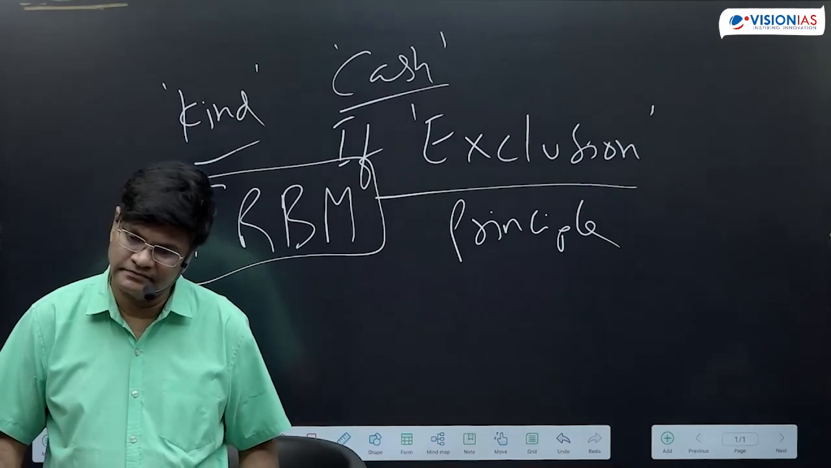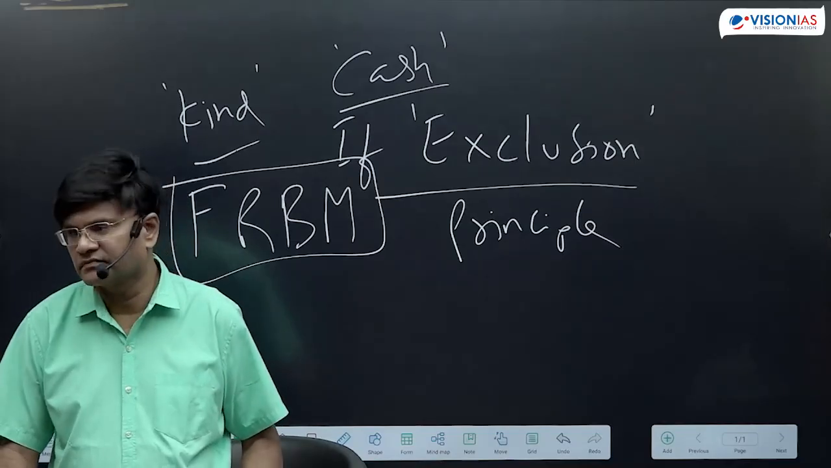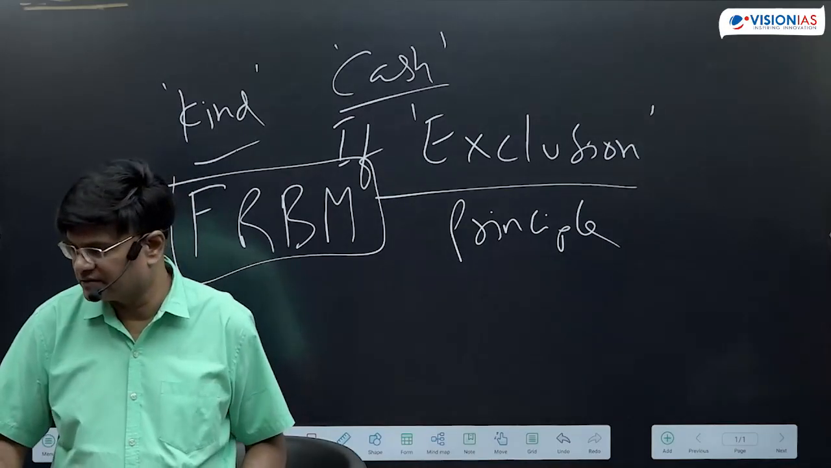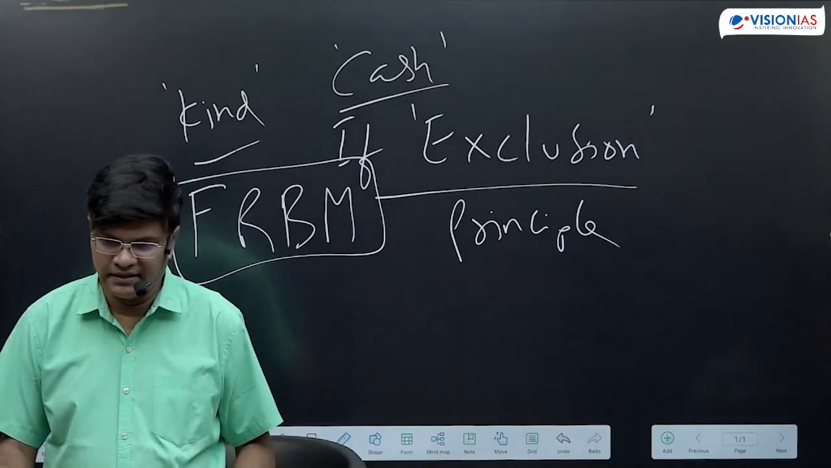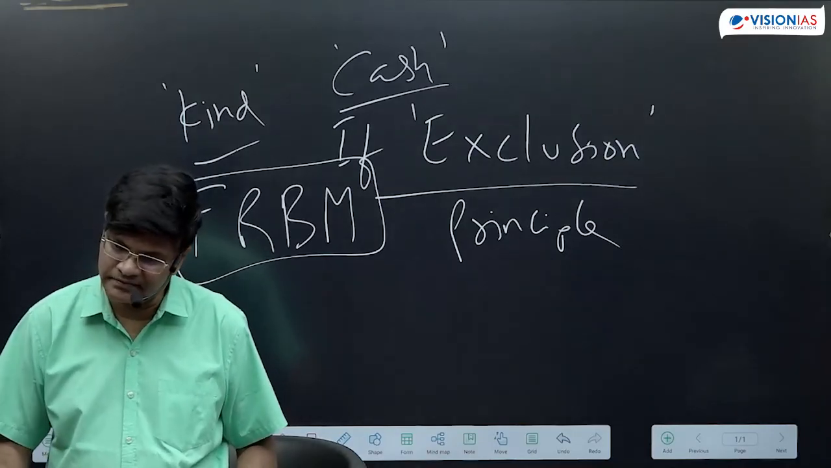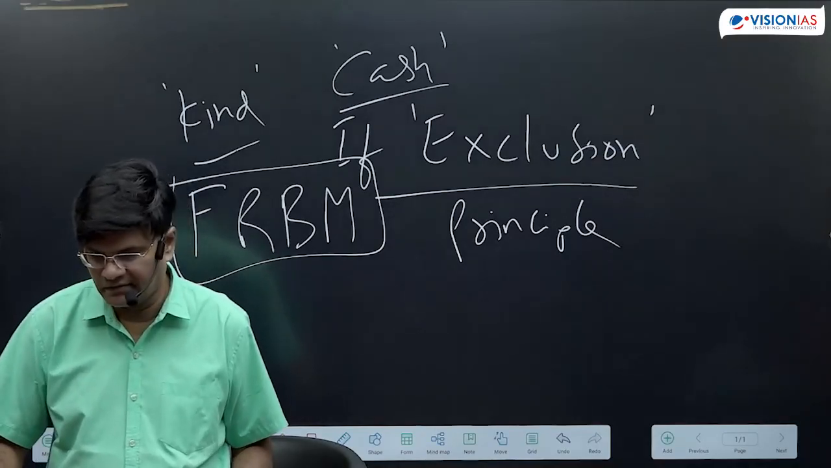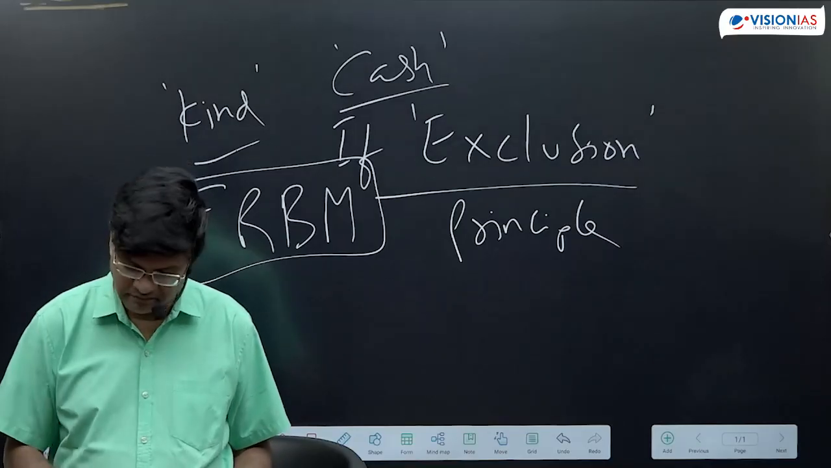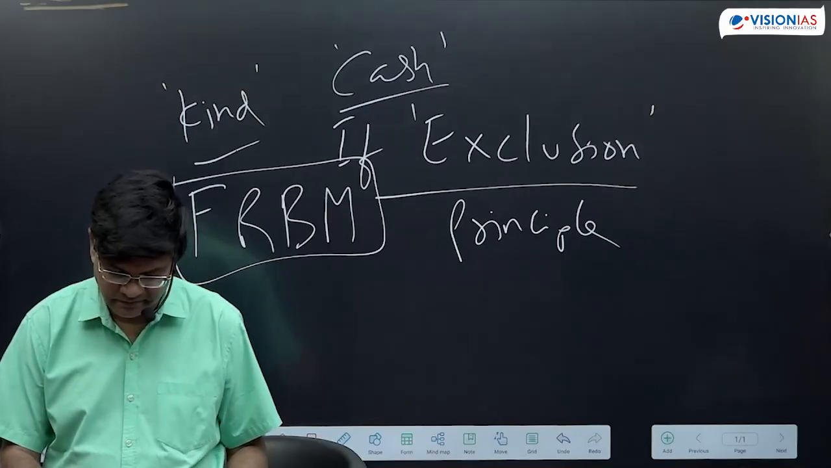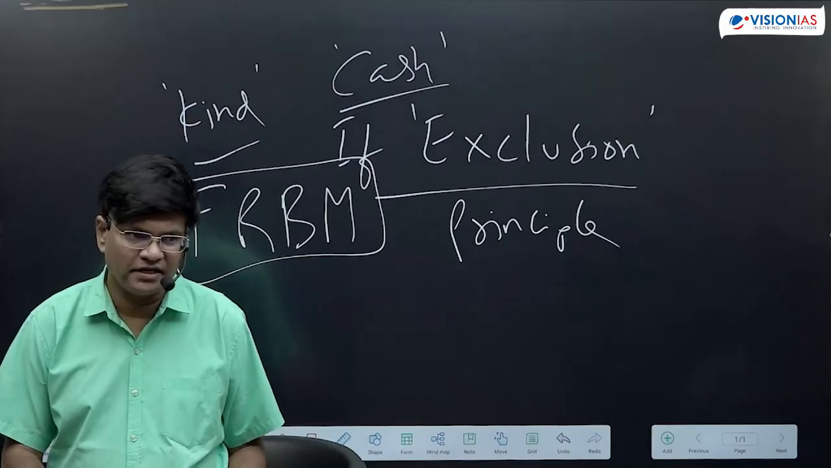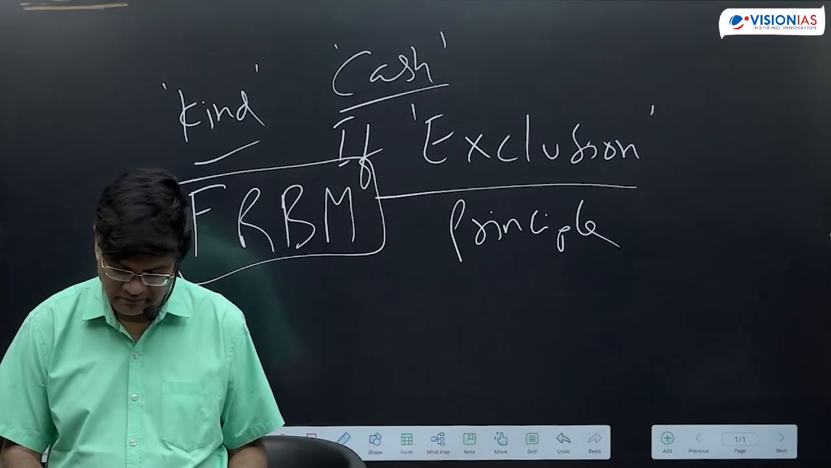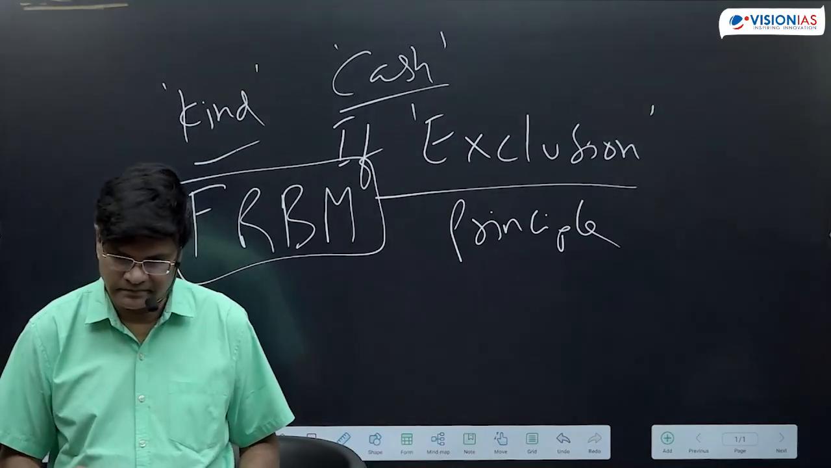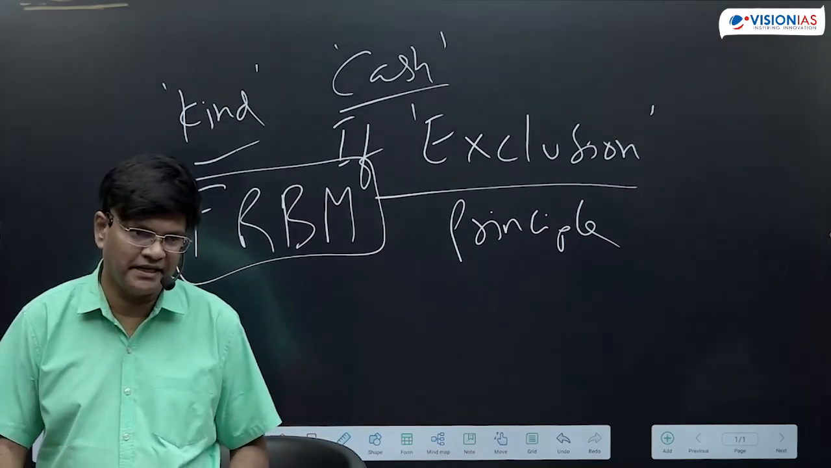But at the same time, there are many negative consequences of DBTs in cash, direct benefit transfers in cash. What are they? First, the money may not be spent on the purpose for which it has been given.